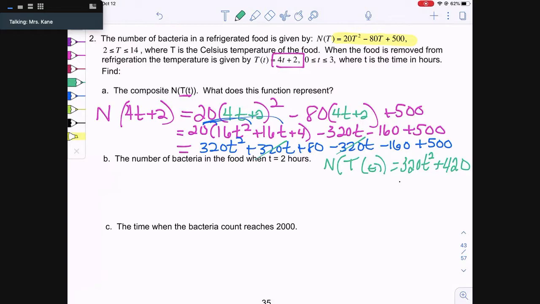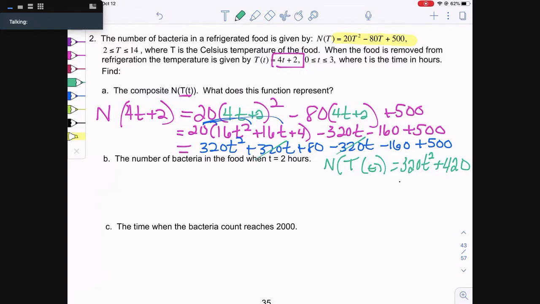So it says, what does this function mean? What does it represent? What are we finding here? What does this 320t squared plus 420 represent based off of this problem? Noah, do you know? The number of bacteria on the food after however many hours it's been left out. Yeah, so think about going to a picnic, especially when it was like 95 degrees this summer. All of July was hot. So you're leaving the potato salad, the macaroni salad, the fruit salad, or your food out, and it now has bacteria in it because it's getting warmer and sitting outside. That's how we would find the number of bacteria in the food.